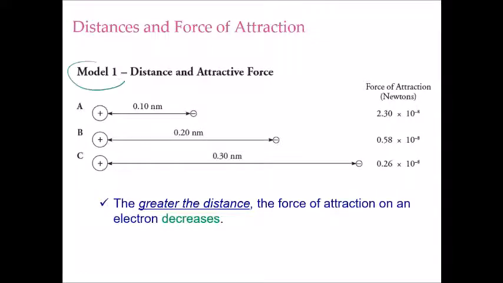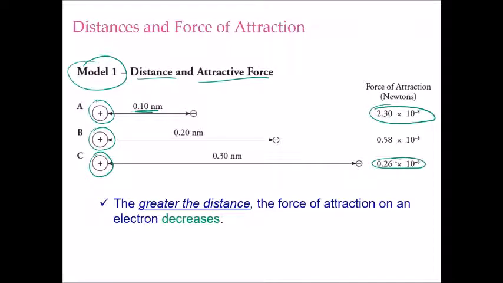So my first model here is distance versus the attractive force. Looking here, we all have one proton per group, one positive charge per group. You see the shorter distance here has the higher force of attraction. With the greater distance, the force of attraction gets very small. So basically, as we see, the greater the distance, the force of the attraction on the electron is going to decrease. Now, this force of attraction is coming from the nucleus because the nucleus holds those protons, which are the positive charges.